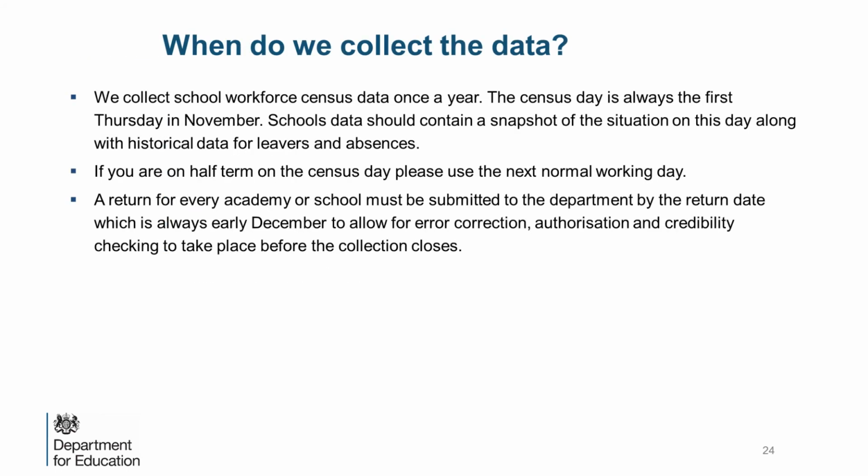School workforce census takes place once a year. The census day is always the first Thursday in November. Schools' data should contain a snapshot of the situation on this day, along with historical absence and leavers data. A return for every academy or school must be submitted to the department by the return date to allow for error correction, authorisation and credibility checking to take place before the collection closes.